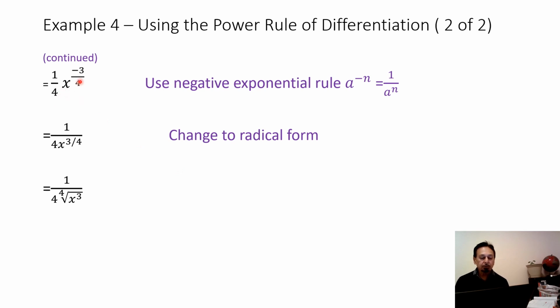And we can subtract 4 from 1, and we get 1/4 x to the minus 3 over 4. Now we use this rule, a to the minus n equals 1 over a to the n. So you bring this down to the denominator, and change the sign of 3/4. So now you have 1 over 4 times x to the 3/4. Change this to radical form, so this becomes 1 over 4 times the 4th root of x cubed.